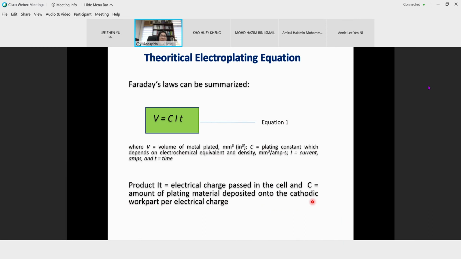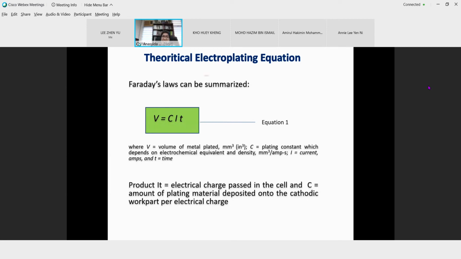Okay, so theoretically, they are following this law, which is Faraday's law. With Faraday's law, we can actually calculate how much volume you are going to plate on the part. So the calculation is V equal to C I T. C is the plating constant, I is the current that we supply, and T is the time for the process to be completed.